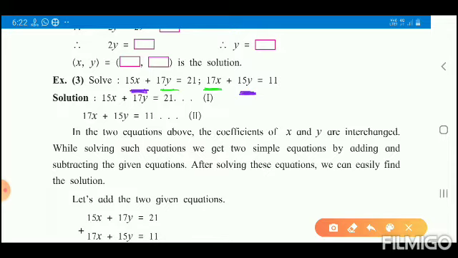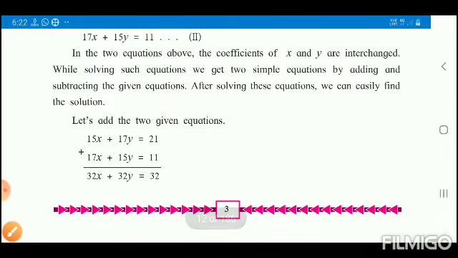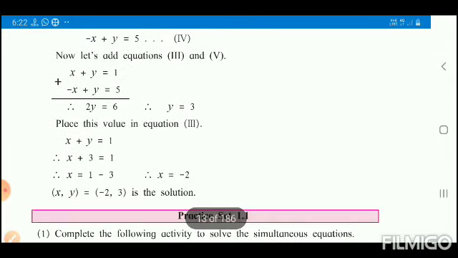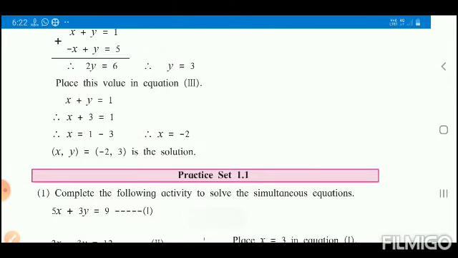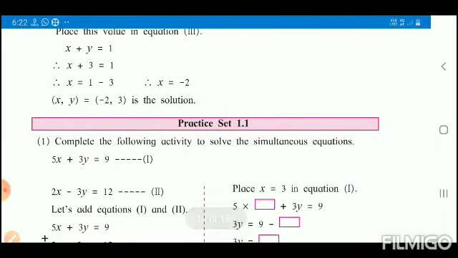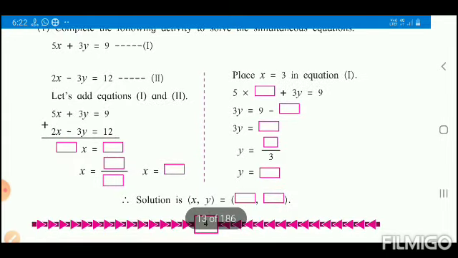Then what you have to do? First add the two equations, form one equation, then subtract these two equations and form another equation. You will get two equations. Solve these equations by any convenient method and you will get the solution of this equation. By using this information, you have to solve problem set or practice set 1.1 from your book.